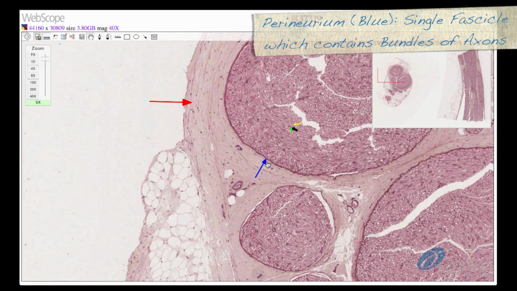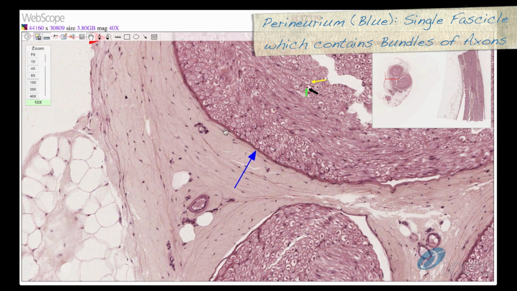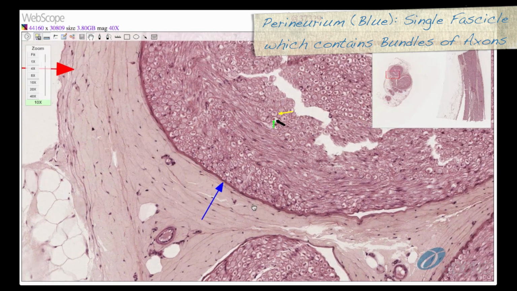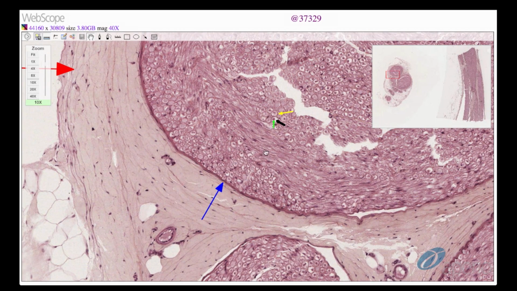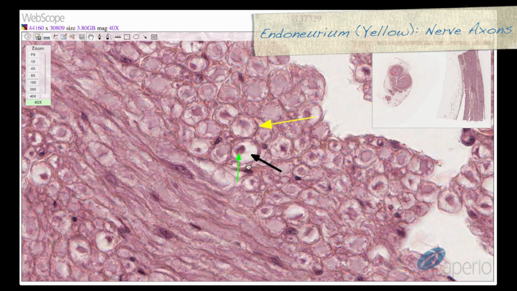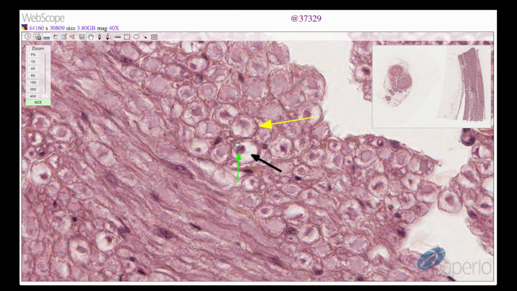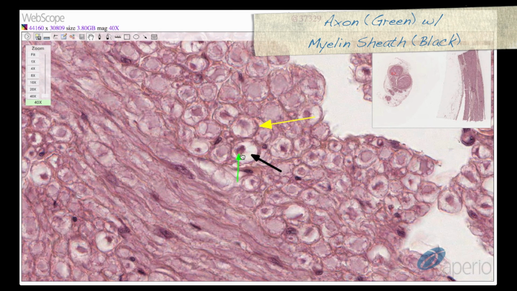The perineurium can be seen at the blue arrow. The perineurium surrounds a single fascicle, which consists of bundles of axons. Using the 40x objective, the endoneurium can be seen at the yellow arrow. The endoneurium surrounds individual nerve axons. An axon can be seen at the green arrow with its surrounding myelin sheath at the black arrow.